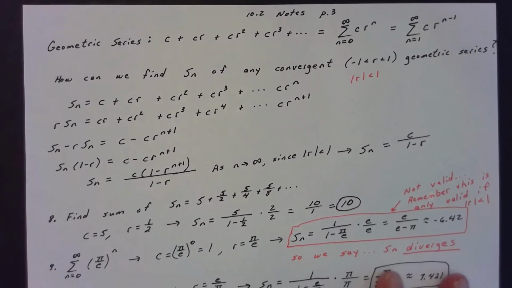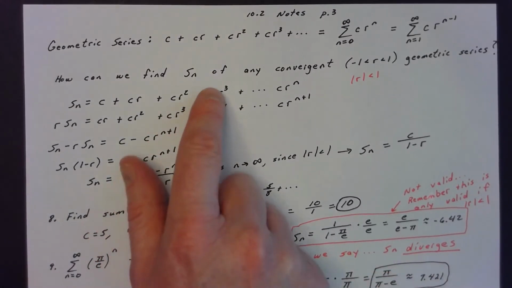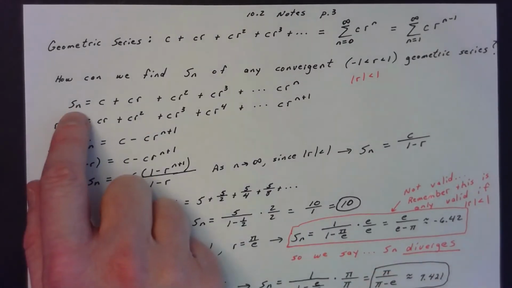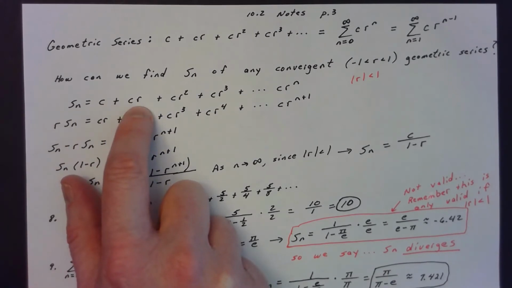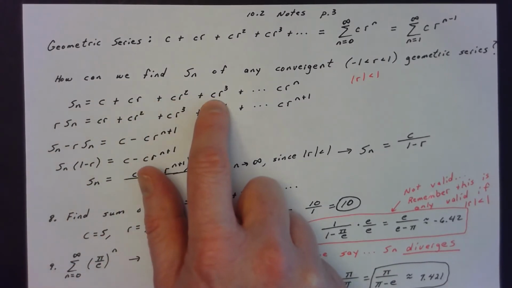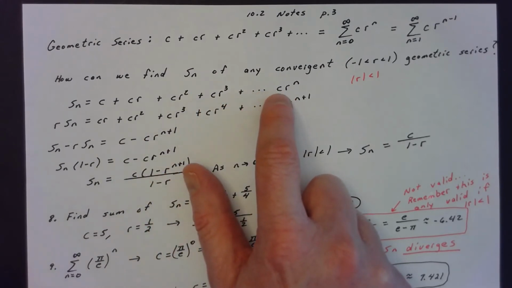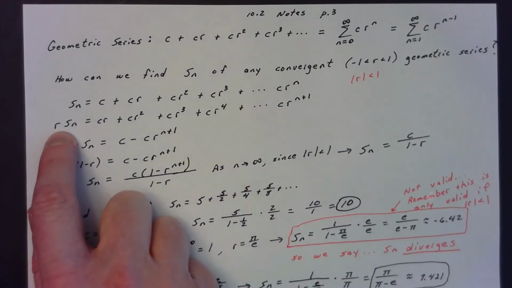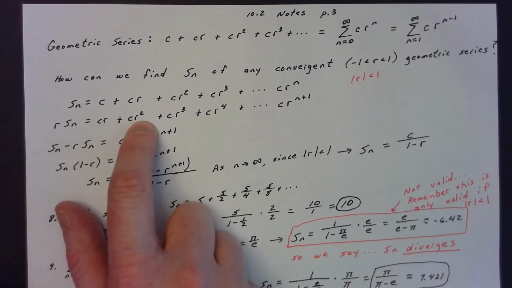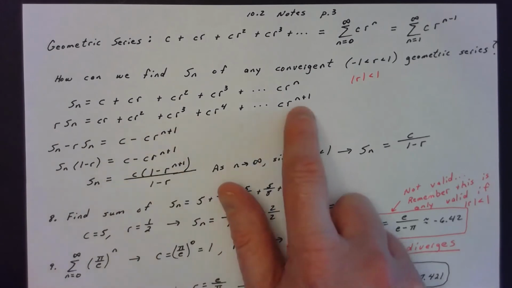Now, when I'm looking at how to find this sum of a geometric series, I want you to think about this with me. The sum of a geometric series would be the constant plus the constant times r plus the constant times r squared plus the constant times r cubed, all the way to the constant times whatever r to the n power is. Now, what if I take this entire equation and multiply by the r value? Your first term is cr, second term cr squared, third term cr cubed, all the way to the last term of cr to the n plus 1 power.